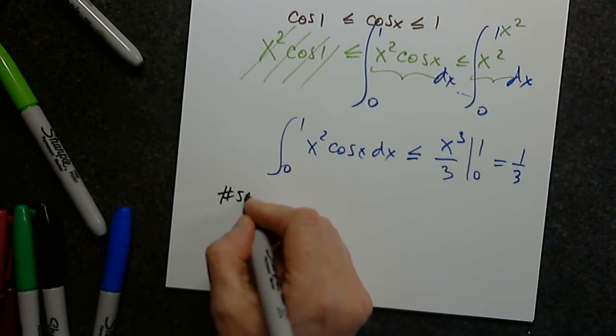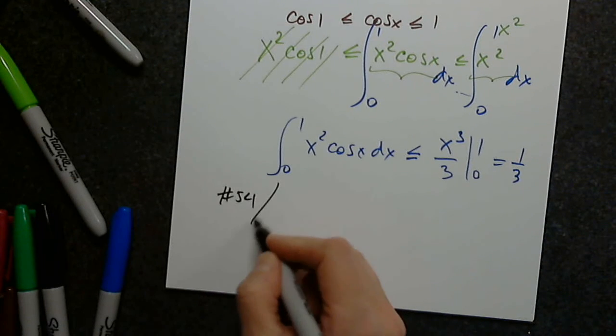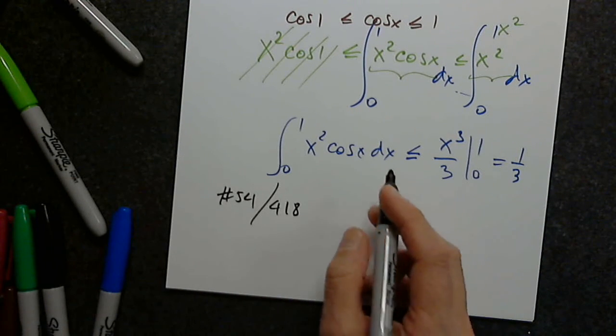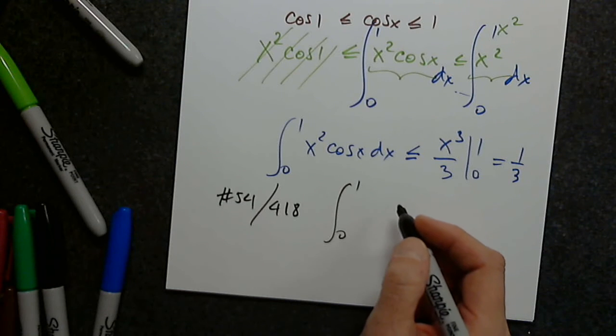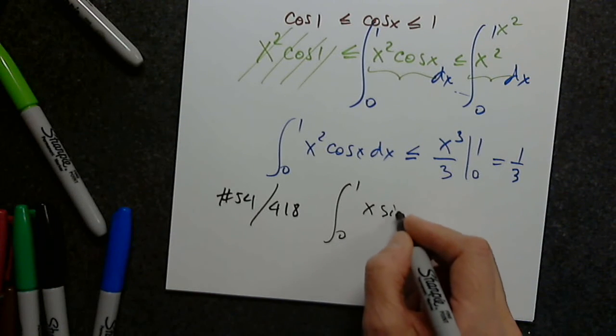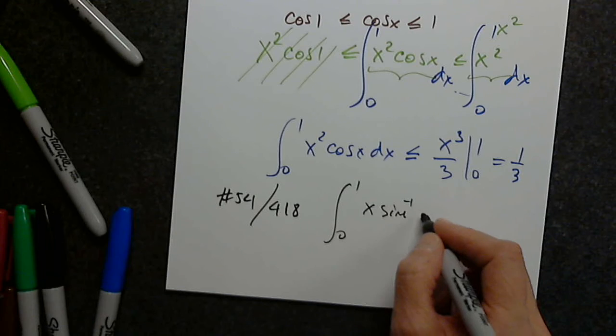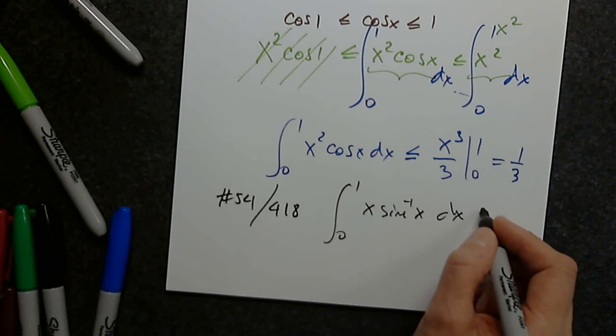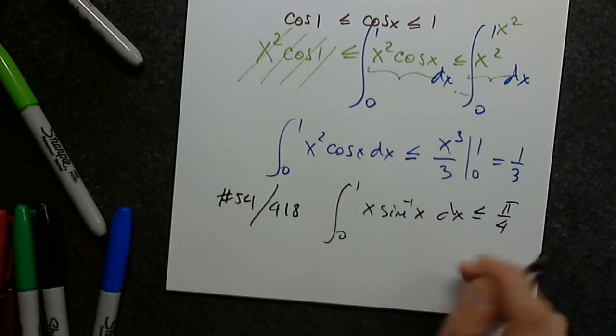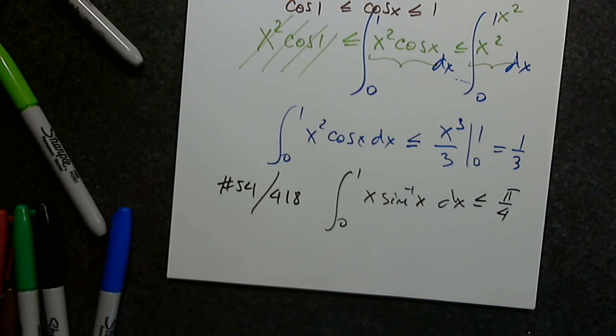Problem 54, page 418. It is the integral from 0 to 1 of x sine inverse x dx. And they say that it's less than or equal to pi over 4. I have no idea. Maybe.